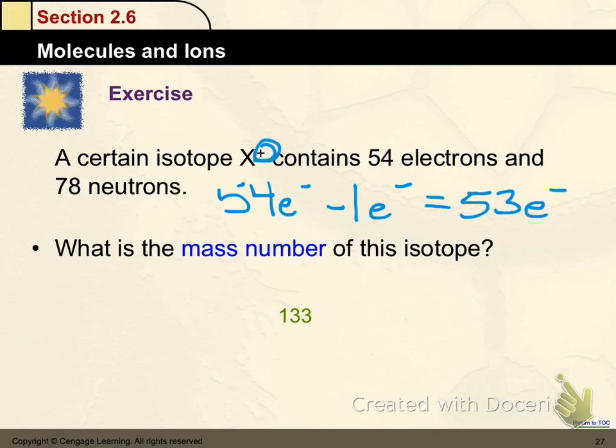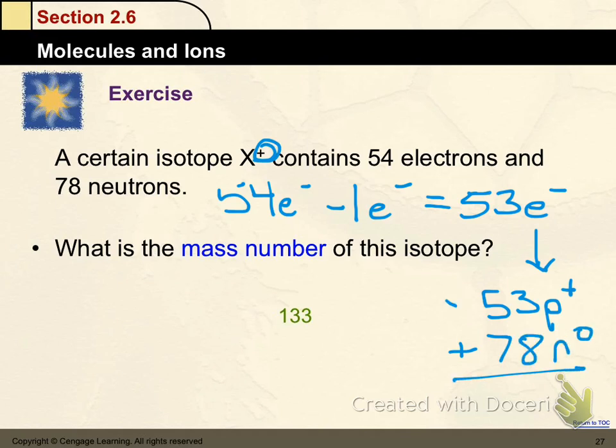That's how many electrons it would take for this particular element to be neutral, to have the same number of electrons as, that's right, protons. And as we said in the previous slide, it's the number of protons that dictates the element. Now, how do we find the mass number? Well, it's just 53, the number of protons, plus 78, the number of neutrons. And if you do that math, you're going to get 133. I think I did my math wrong.